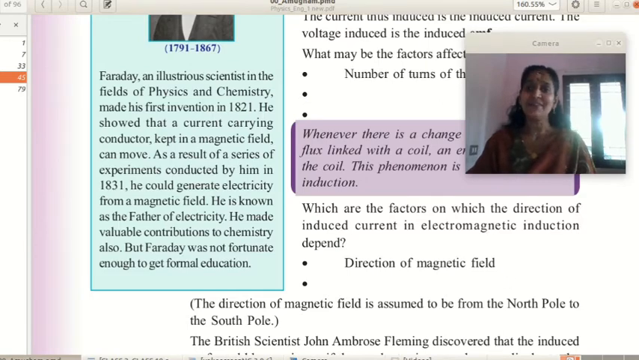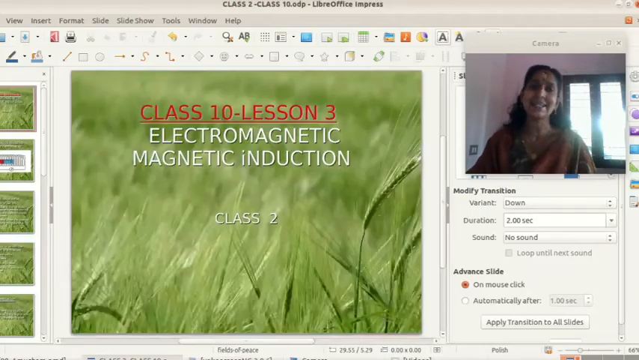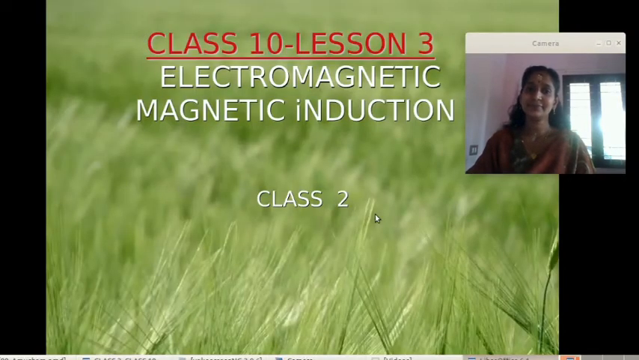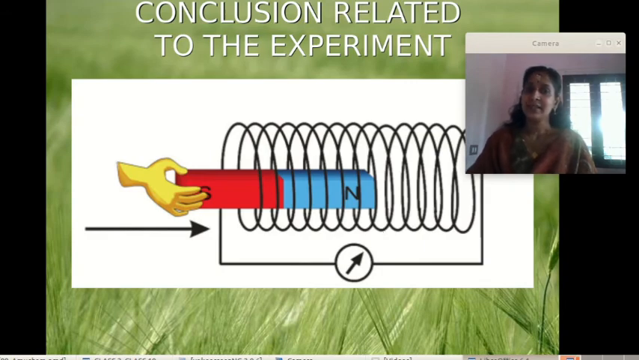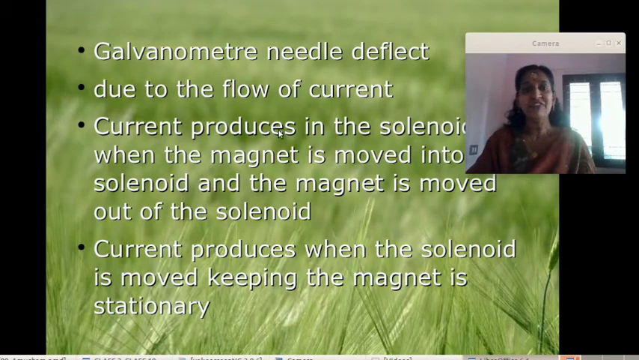So we can conclude what we studied today by using slides. We are studying the lesson electromagnetic induction, lesson 3. It is our second class. The galvanometer deflects due to the flow of current, due to the production of current in relation to the magnet and solenoid. Current is produced in the solenoid when the magnet is moved into or out of the solenoid. Current is also produced when the solenoid is moved into the magnet while keeping the magnet stationary.